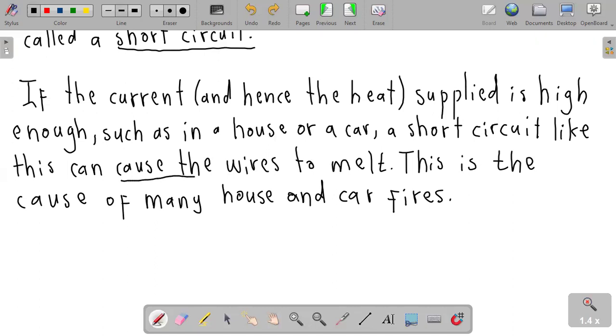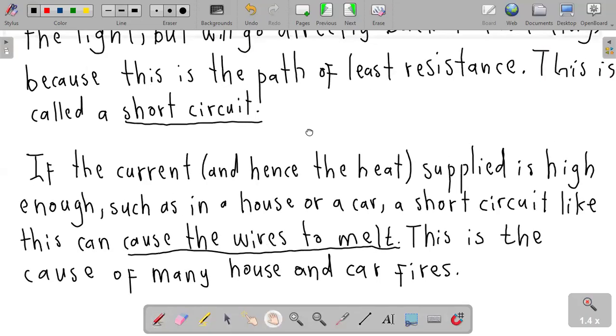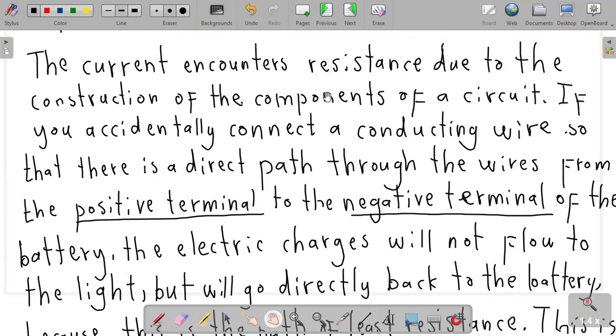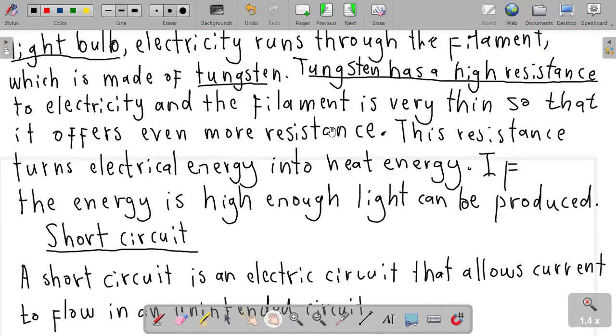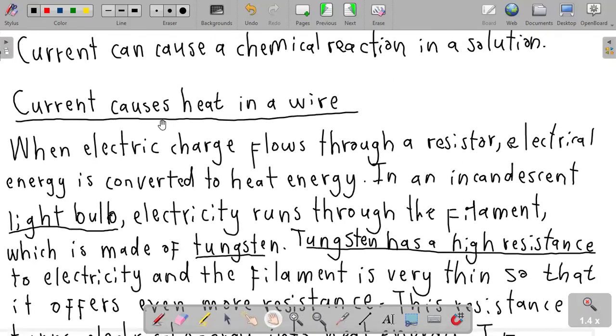See, sometimes it can cause the wire to melt, and that can cause a fire. Okay, it can cause little small explosions that can result in a house fire. See, okay, and then the next thing here. So this is the effect, the heating effect of what? Of the current. Okay, this is the heating. Current can cause heat in a wire.